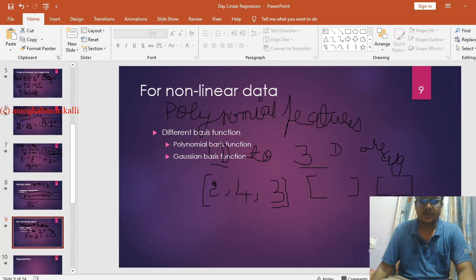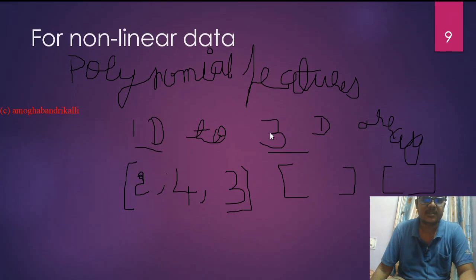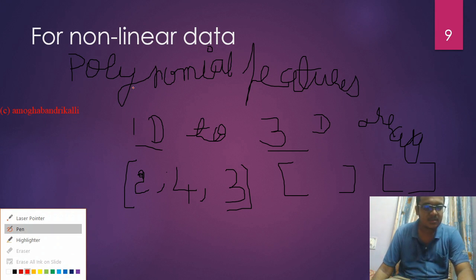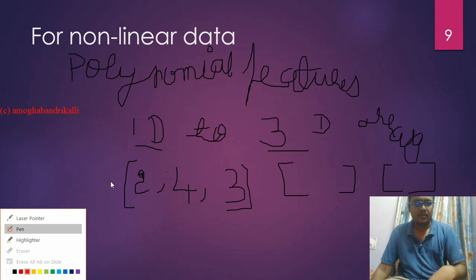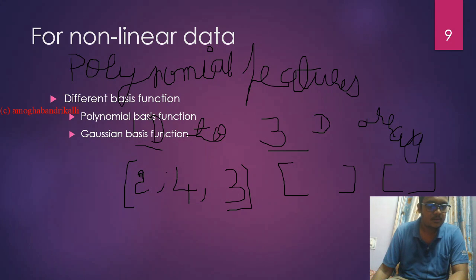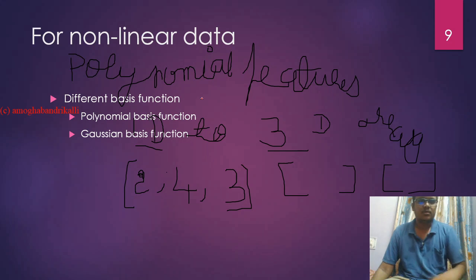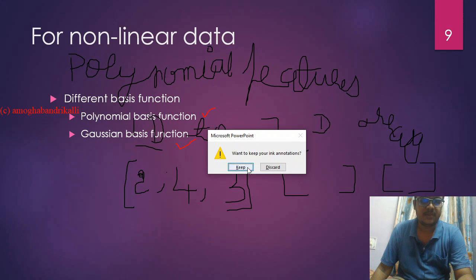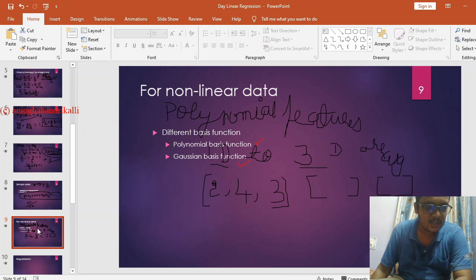So for non-linear data we have seen polynomial features. We are having different basis functions. The first one is the polynomial function and the next one is the Gaussian basis function. Let me take another blank sheet to explain what exactly we need here.